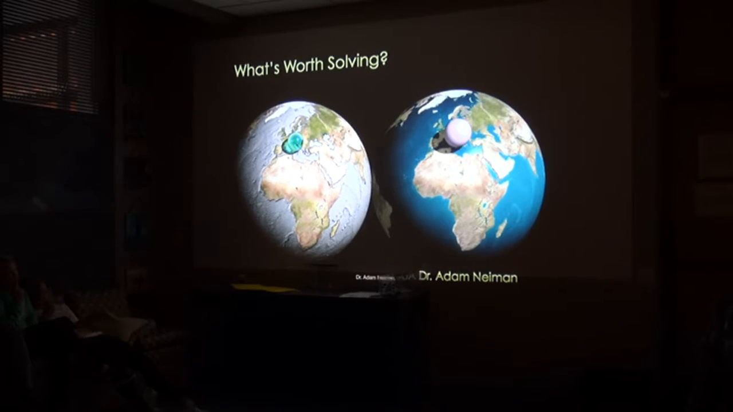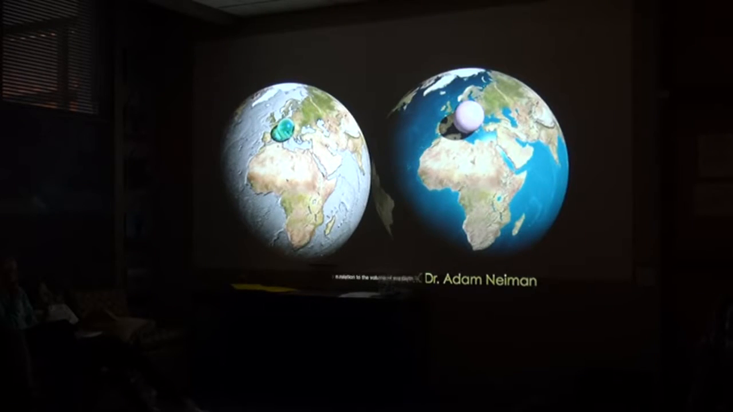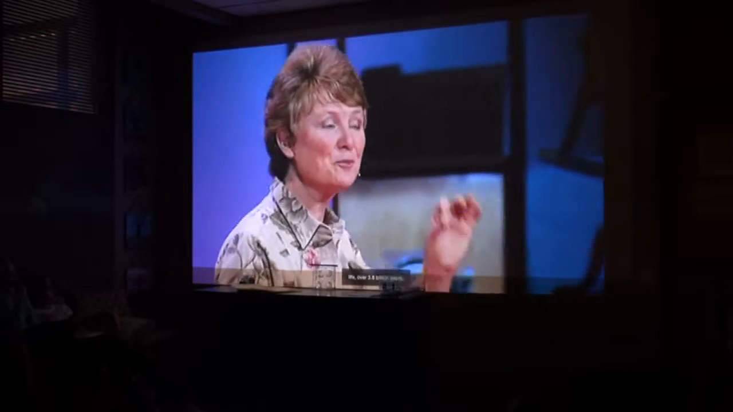amazing. Dr. Adam Neiman. This is a depiction of all the water on Earth in relation to the volume of the Earth. All the ice, all the fresh water, all the seawater, and all the atmosphere that we can breathe in relation to the volume of the Earth. And inside those balls, life over 3.8 billion years has made a lush, livable place for us.